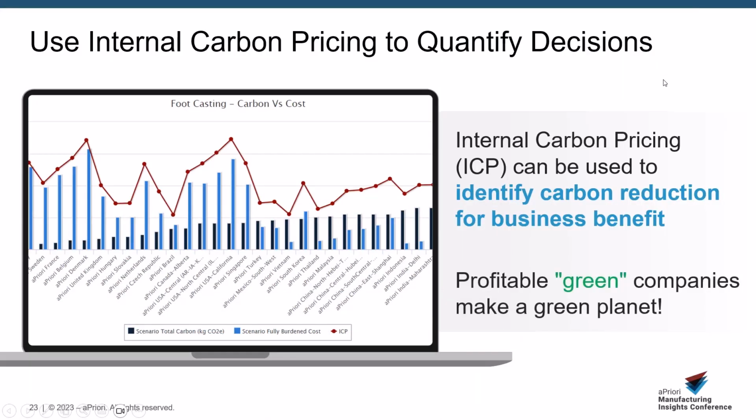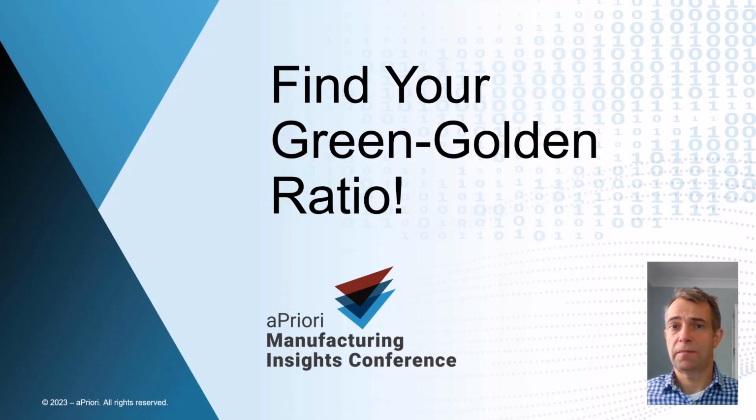Because the real reason that companies are in business clearly is to be profitable, is to make money. And the real green companies are the ones that are green and profitable because, as I said earlier on, if they're not profitable, they don't exist. They don't exist to be green. This balancing act between being sustainable as a business and being sustainable as a company with sustainable products, this balance is only becoming more important, certainly in the years to come. And aPriori is going to help us find that green golden ratio.